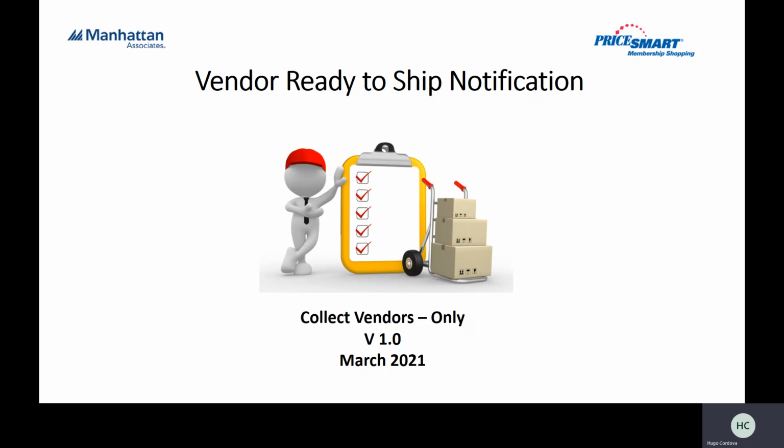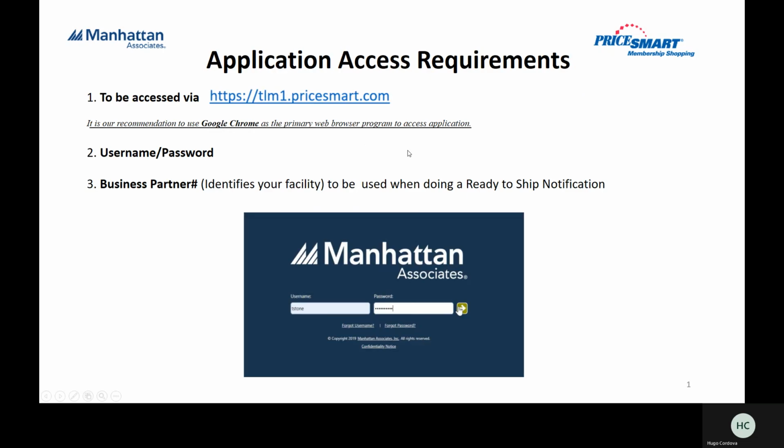I'll be walking you through the different steps and information required to be entered when sending a ready-to-ship notification to PriceSmart. Before we get started, we want to make sure we receive the following to access the application. So you should have received a web link, a set of credentials, which is a username and a password, and a business partner number, or a vendor ID, which will be identifying your facility and will be used when doing the ready-to-ship notification.